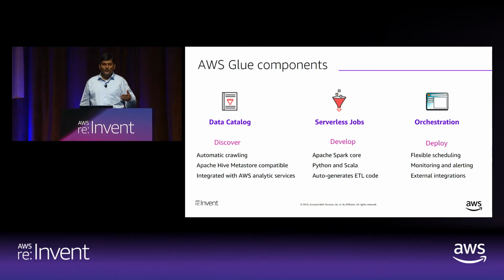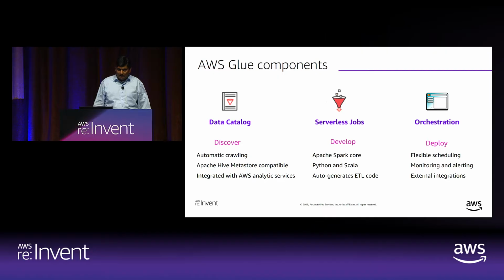We actually give you tools that, based on the data that you have in the data catalog, will automatically generate the code that you need to do transformations from one source format to another, one source to another destination. The third component of Glue is its orchestration system.